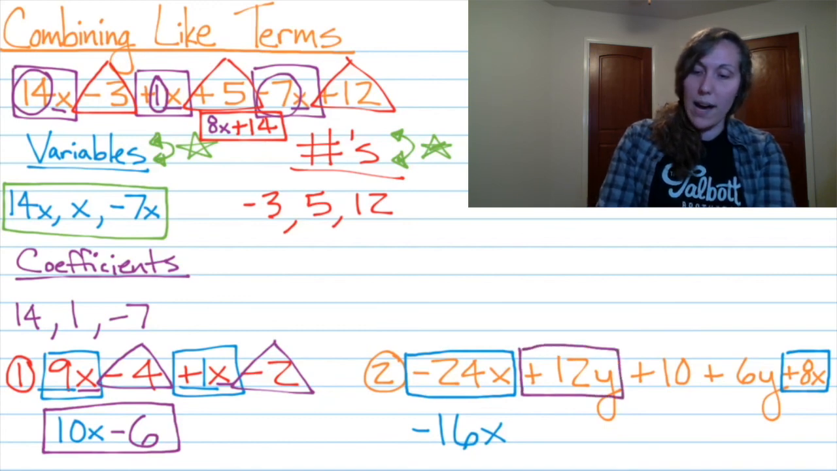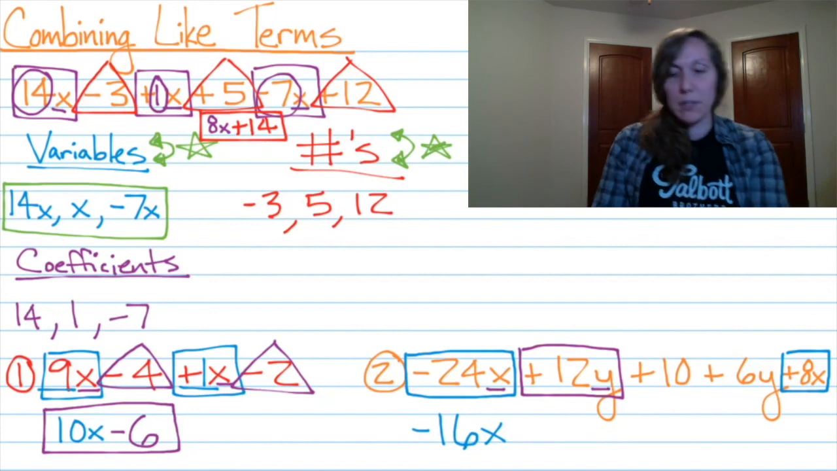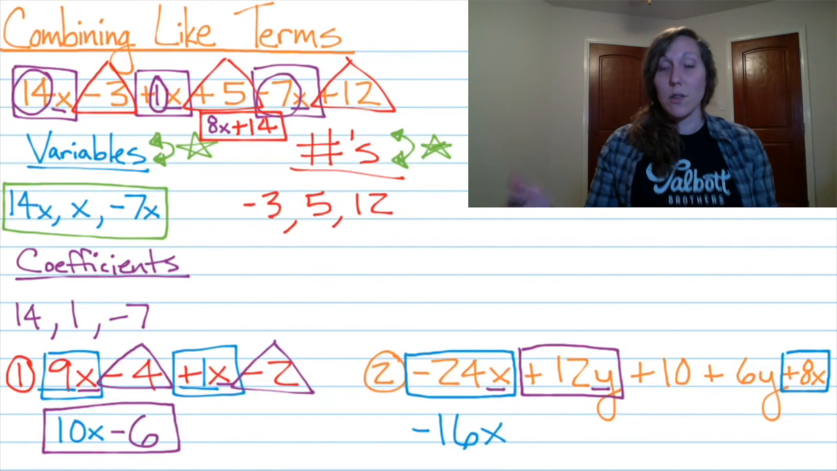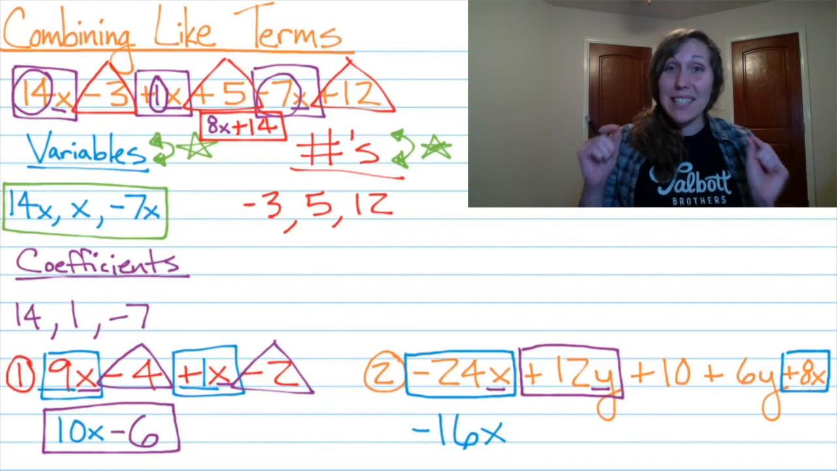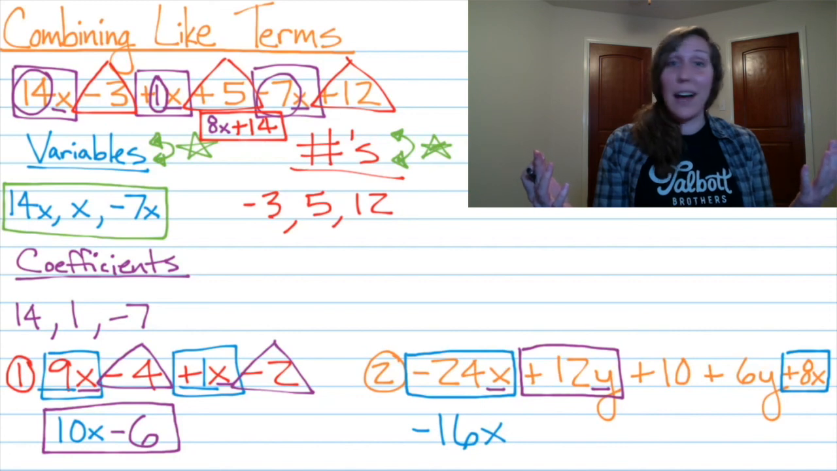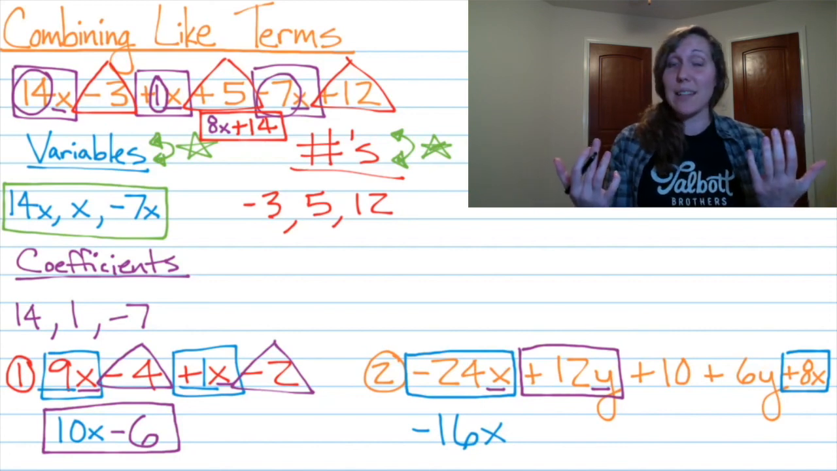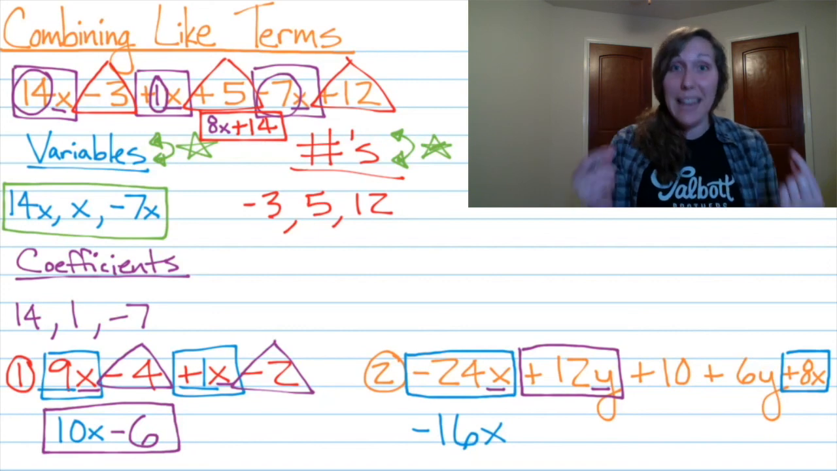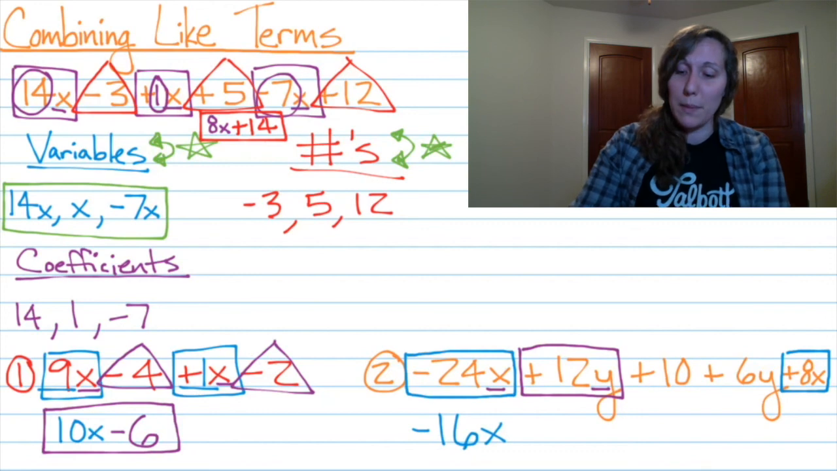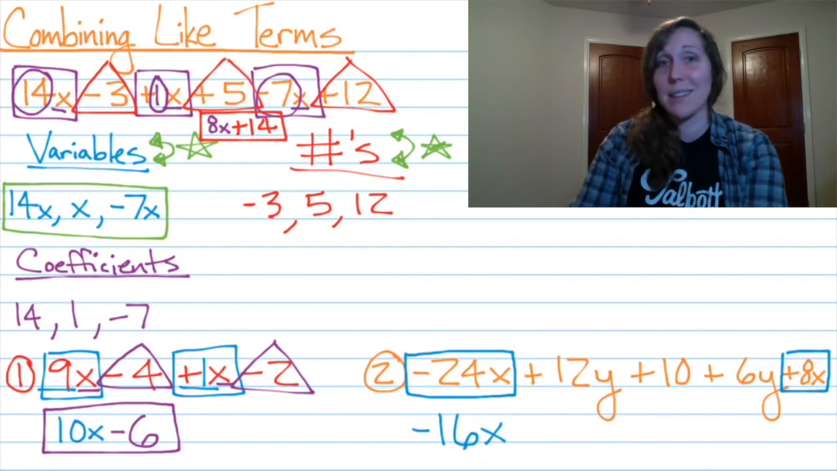I have positive 12y. But there's a difference between this variable term and this variable term, and that was that one ended in x and one ended in y. So you have to be careful about that. They have to have the exact same variable ending. I cannot combine an x and a y. Those are not like terms. They're both variable terms, but they don't have the exact same variable ending. They have to match exactly in order to be able to combine them. So I can combine x's with x's, but not x's with y's.